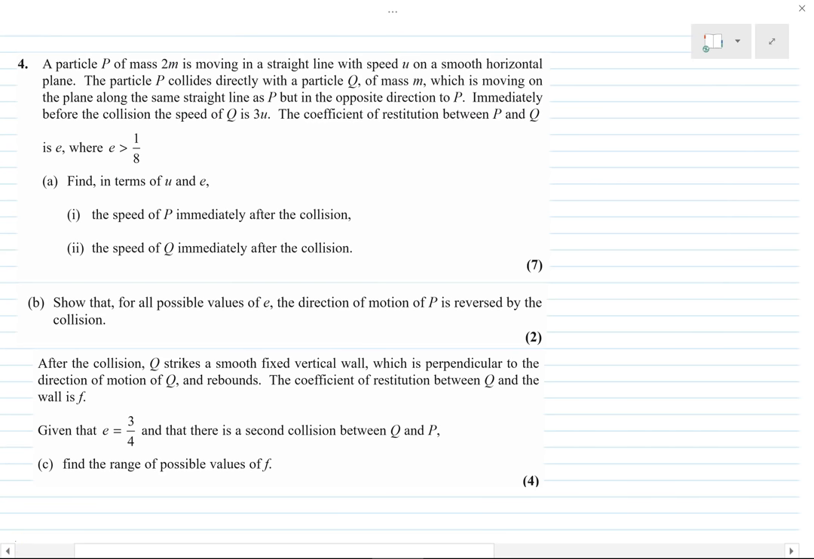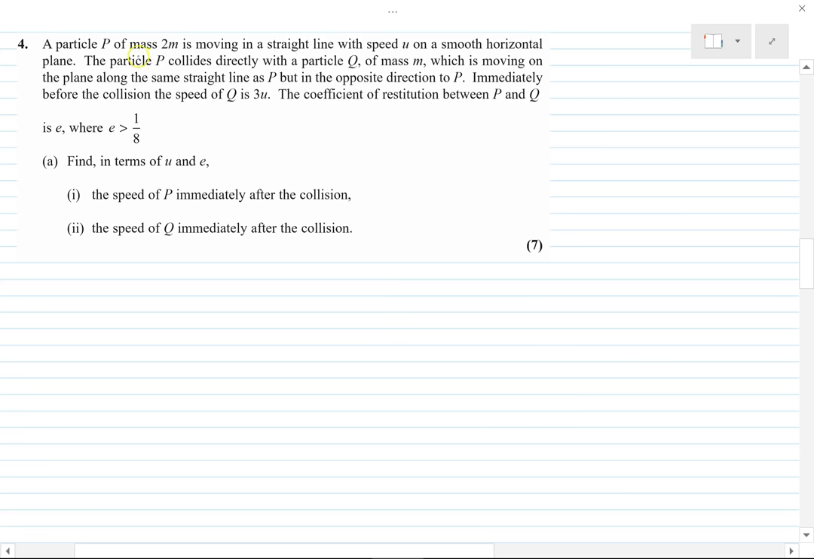So question 4 is a collisions question, a few bits to it. So let's take part A first and then look at the other bits later. Here we have a fairly familiar scenario where we've got two particles going towards each other. Particle P has got mass 2m, and it's moving in a straight line with speed u, and particle Q has got mass m, and that's moving in a straight line in the opposite direction with speed 3u. Do take some time to make sure you get the information correct.